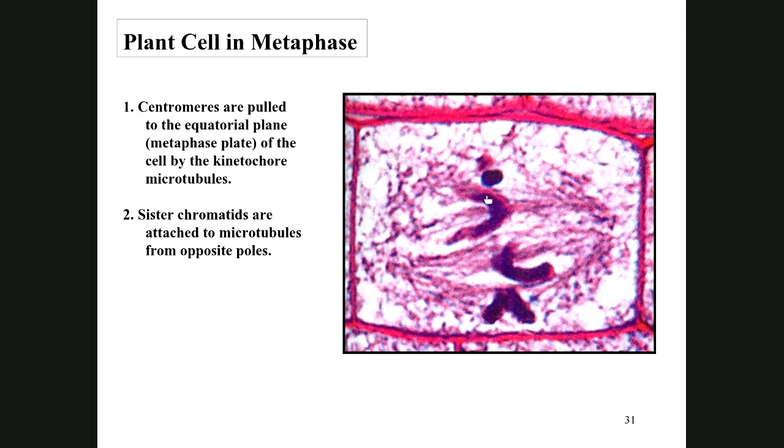Metaphase means midphase. The chromosomes are in the middle, or the equatorial plate, of the cell between the poles. So the centromeres are pulled to the equatorial plane, the metaphase plate in the middle of the cell, by the kinetochore microtubules. So they're lined up in the middle. Sister chromatids are attached to the microtubules from opposite sides. So each chromosome is still made up of two sisters. They haven't been separated yet.